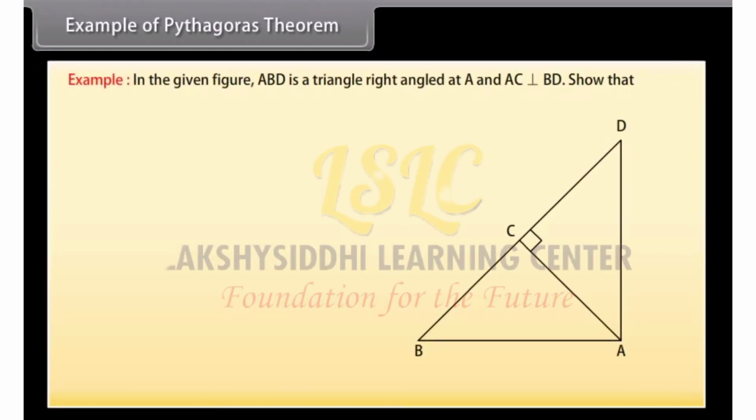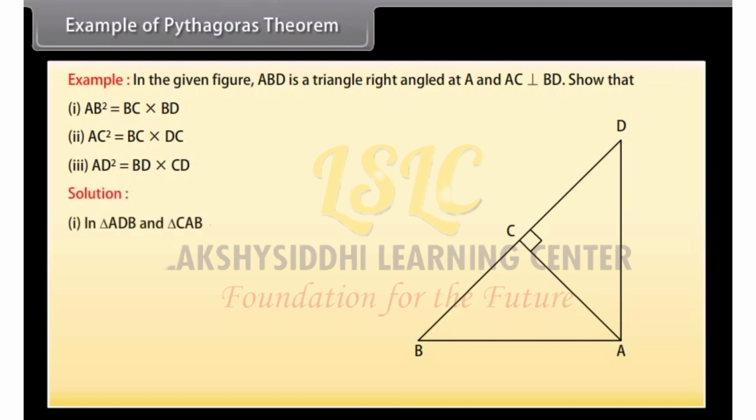In the given figure, ABD is a triangle right-angled at A and AC is perpendicular on BD. Show that 1. AB square is equal to BC into BD. 2. AC square is equal to BC into DC. 3. AD square is equal to BD into CD.